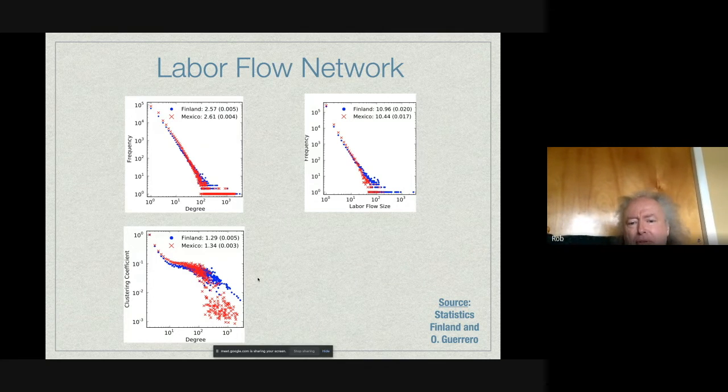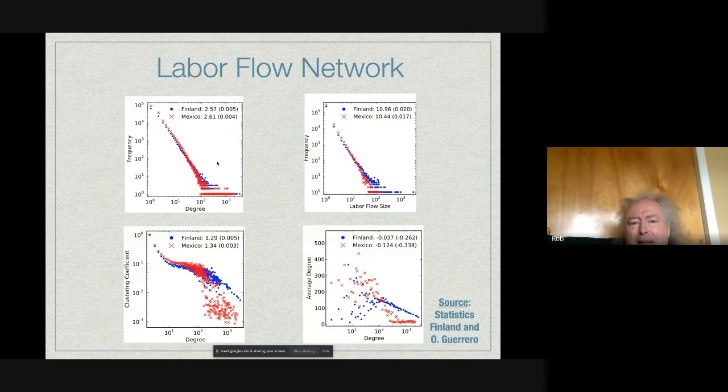Now, we weren't sure whether the data were very robust, so not only did we do it for Finland, we also got data from Mexico, and Mexico came out very similar. Notice it's a little messier down here on this assortativity measure.